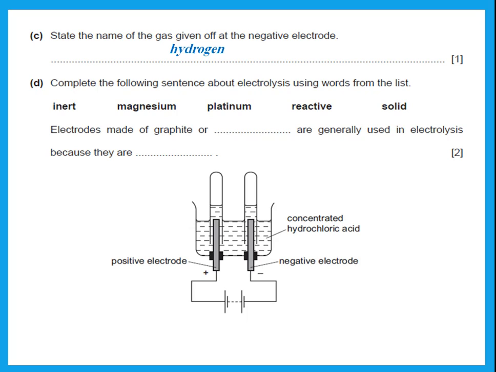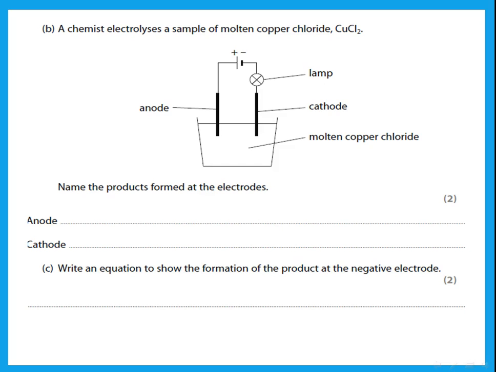Complete the following sentence about electrolysis using words from the list. So electrodes made of graphite or what? We said they are usually graphite or platinum, generally used in electrolysis because they are what? Because they are inert. The word inert means unreactive.